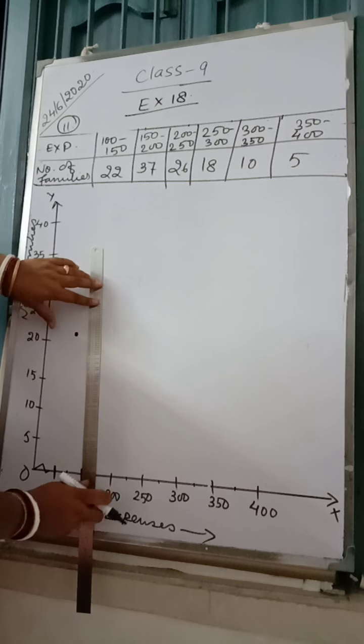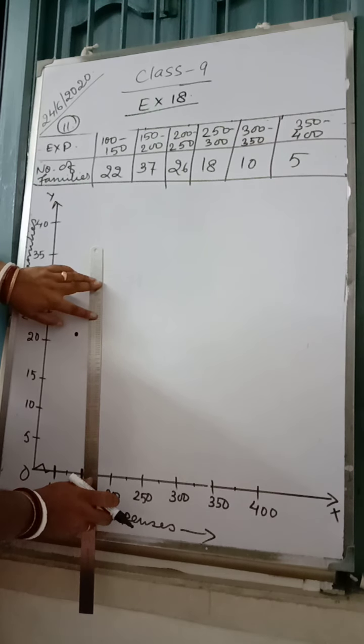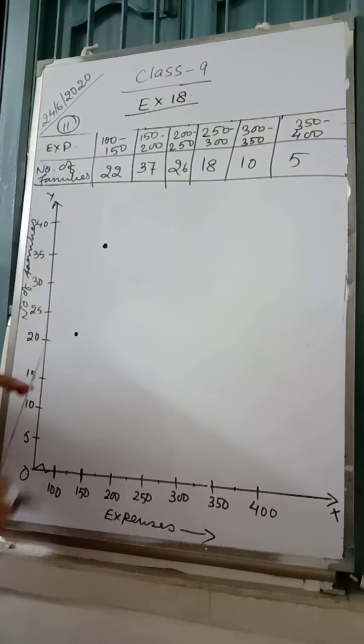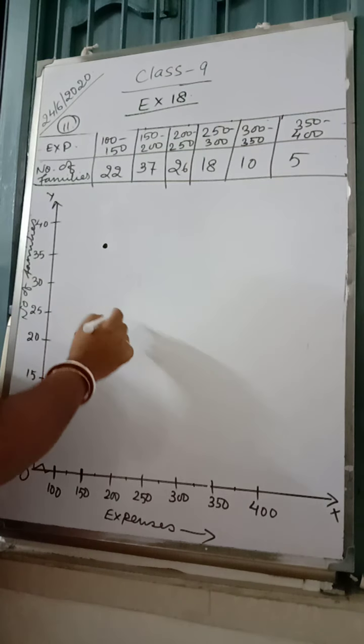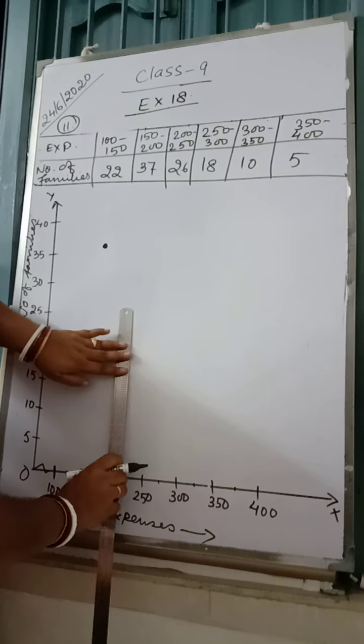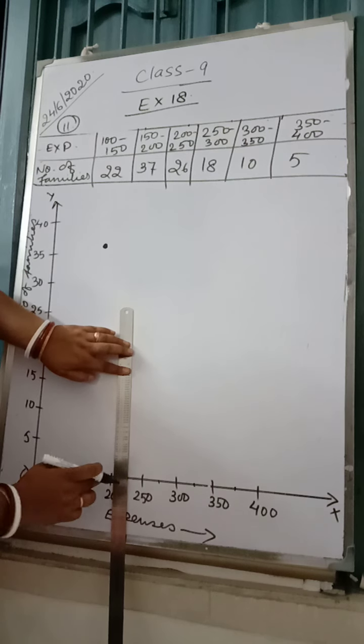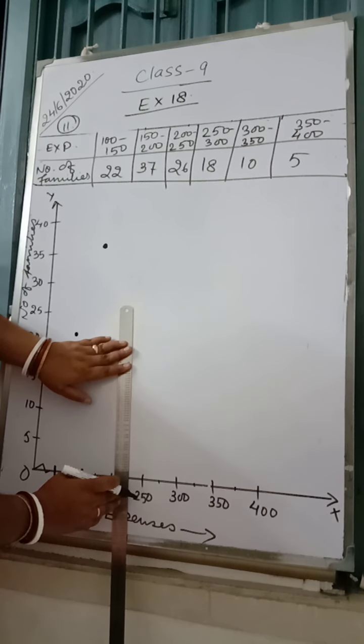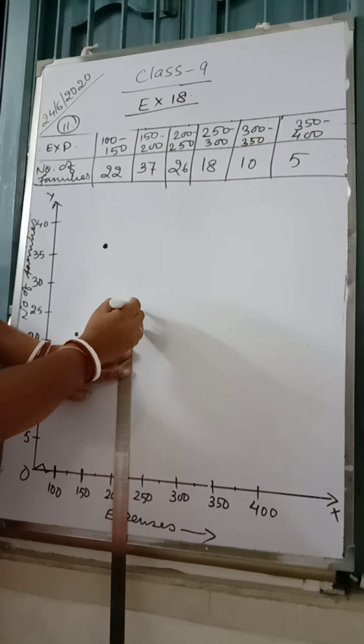Then next we have 37, that will be up to here, between 35 and 40. It is between 150 and 200. So around 37, I am going to give a point. Given. Next we have 26. So that will be just after 25. You can see where I am placing the scale. It is between 200 and 250, not at 200 or 250. So 26, it will be here somewhere.